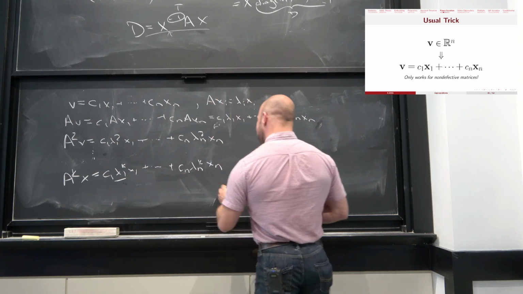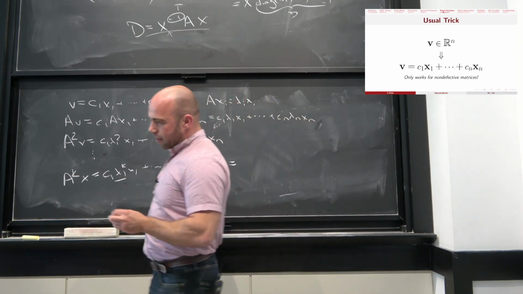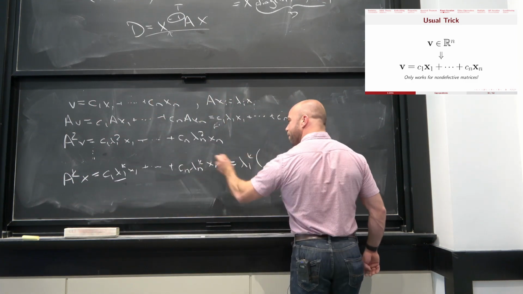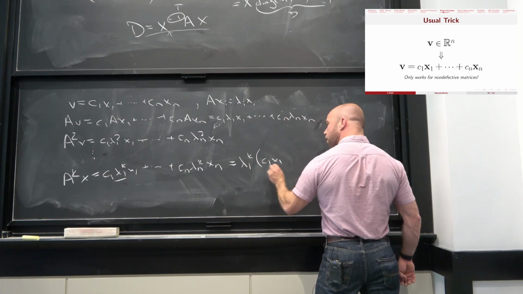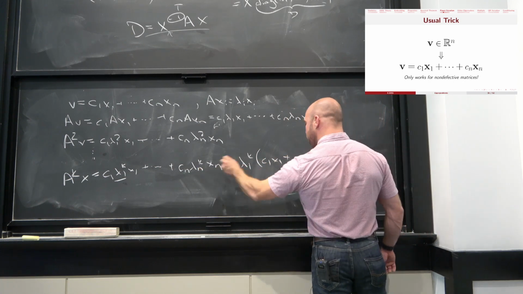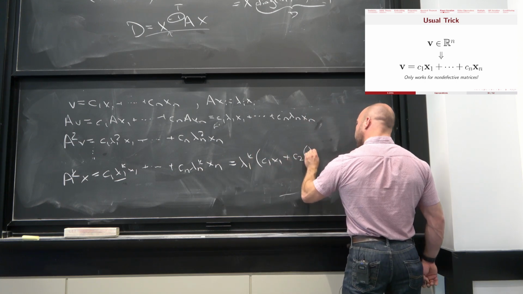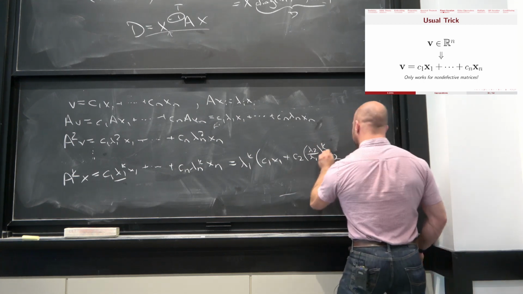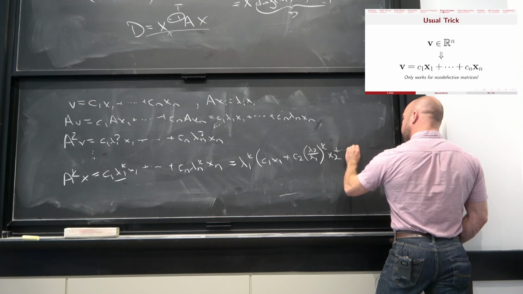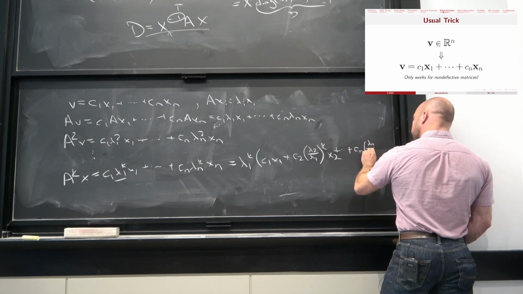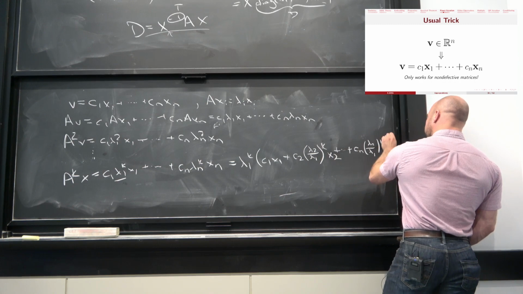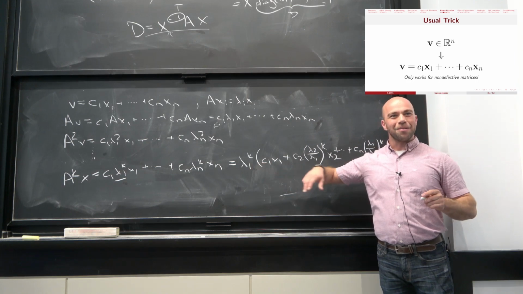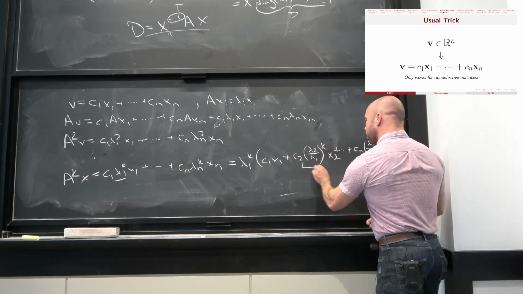So in particular, how do I want to write this? Lambda 1 to the k, let's factor out like that. We have c1 x1 plus, I'm going to write a second term here. So c2 lambda 2 over lambda 1 to the k x2 plus dot dot dot plus cn lambda n over lambda 1 to the k xn. Just barely fit. Everybody agree with me? So essentially all I did was multiply and divide by this number.